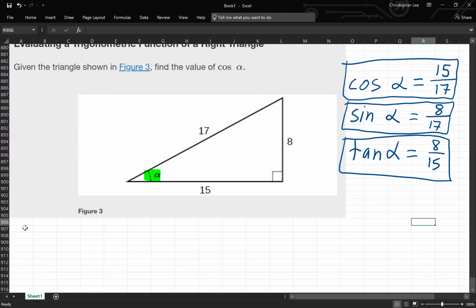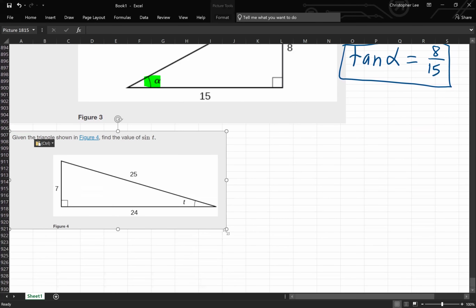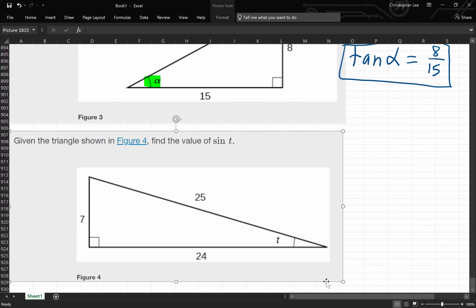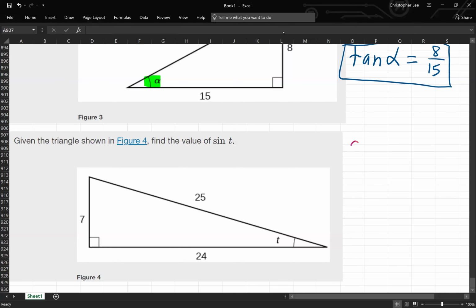All right, if there are no questions on this, I want to let you guys try one. Try this out for me. Just to be clear, they're asking you for sine of t. I also want cosine of t. And I want tan of t. Give you guys a minute to figure that out.